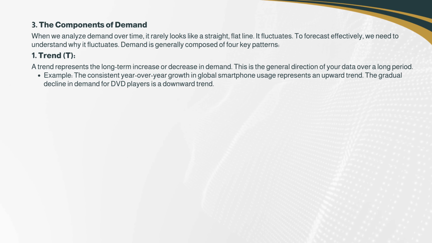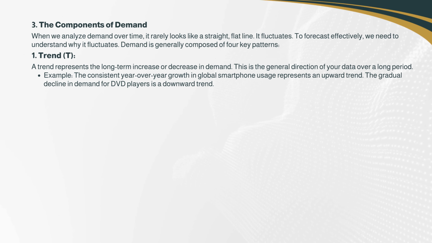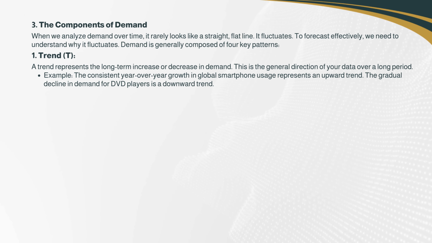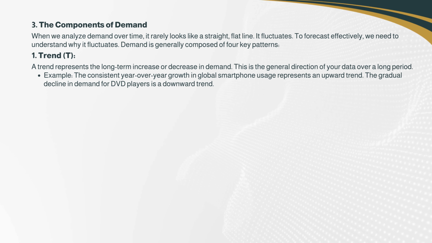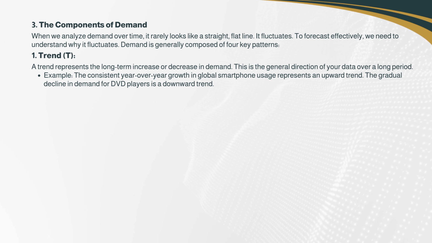This is the general direction of your data over a long period. Example: the consistent year-over-year growth in global smartphone usage represents an upward trend. The gradual decline in demand for DVD players is a downward trend.